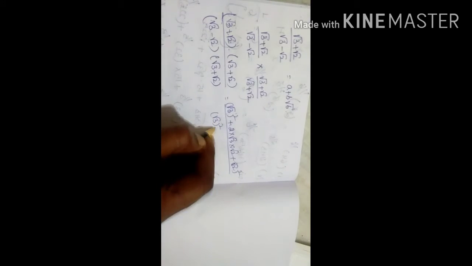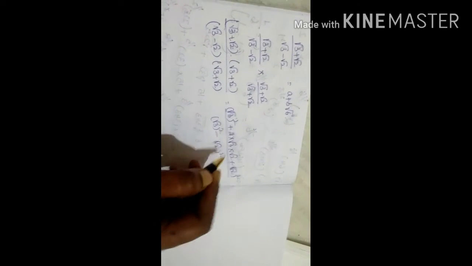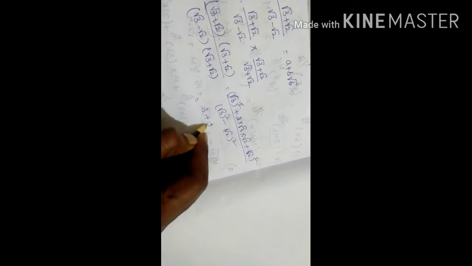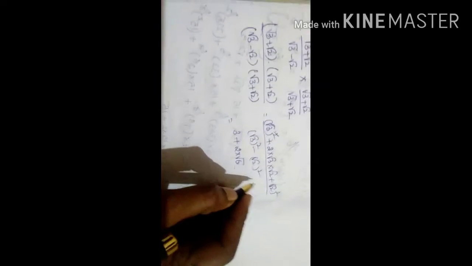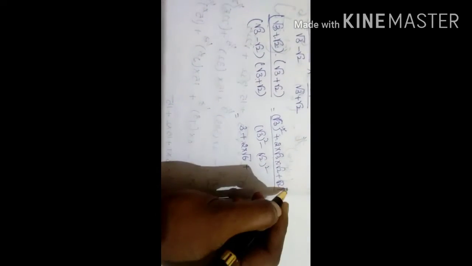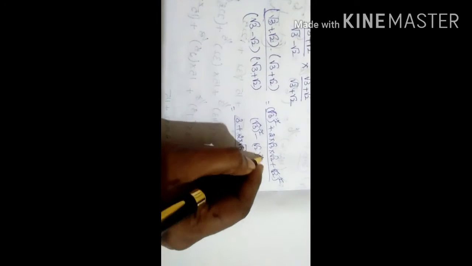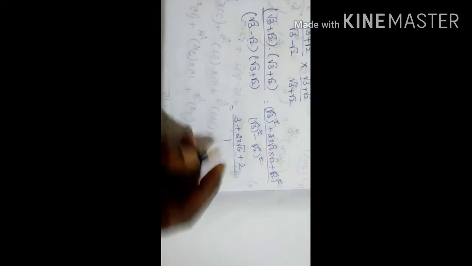Okay, (root 3)² minus (root 2)². Clear? (Root 3)² is nothing but 3, the square root will be cancelled, plus 2 into under root of 6. That is nothing but root 3 into root 2, which is nothing but 3 2s are 6, under root of 6. Plus, the square root will cancel here, you will get 2.